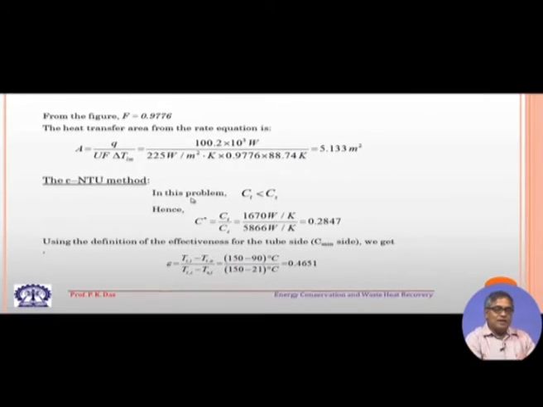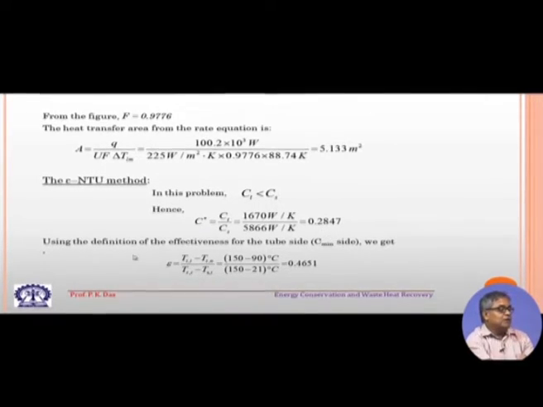Then let us see the alternative method, the effectiveness NTU method. In this problem, Ct is less than Cs. That means the heat capacity rate of the tube side fluid is less than the heat capacity rate of the shell side fluid. So, C star, which is C minimum by C maximum, we get 1670 by 5866, that is 0.2847.